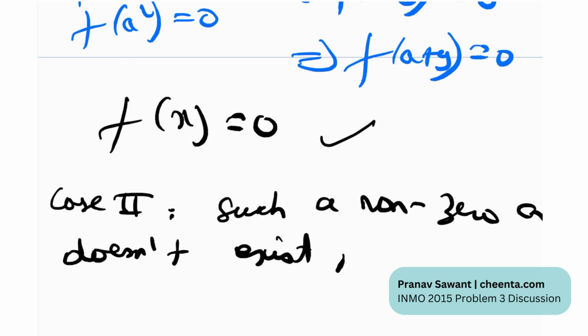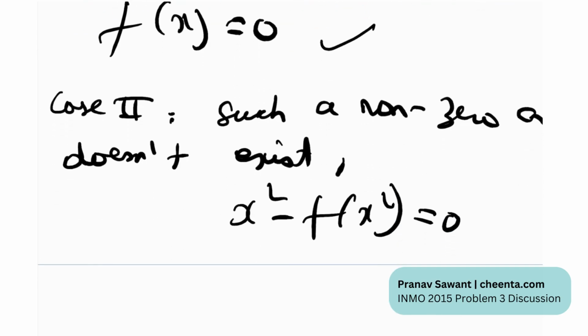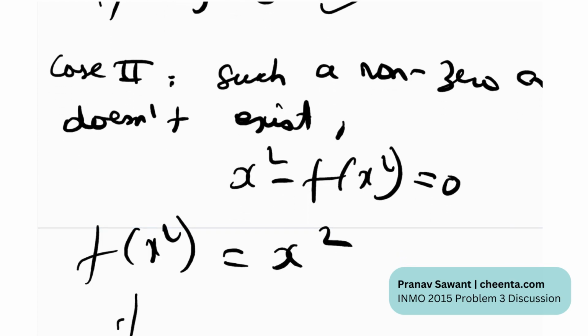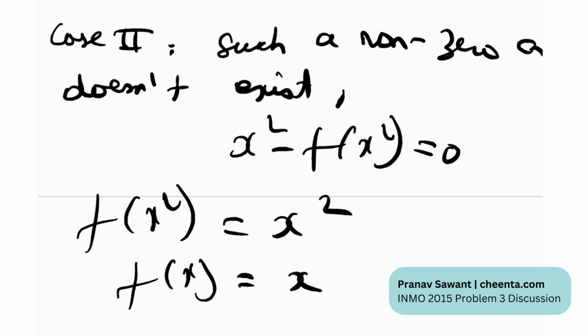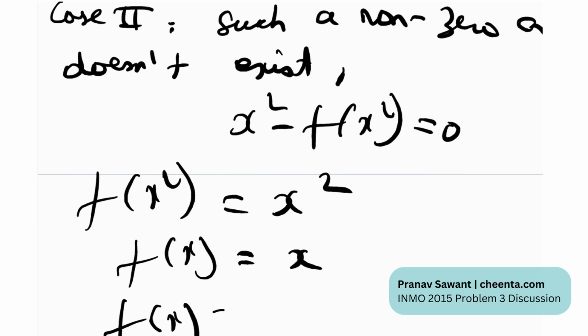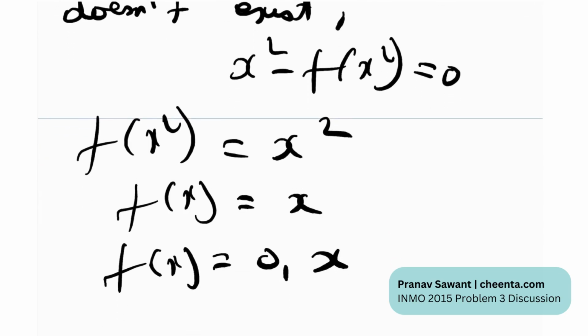We will simply have x squared minus f of x squared is equal to 0. It essentially means that f of x squared is equal to x squared, or f of x is equal to x. So you have two solutions, f of x is 0 and x, and you can actually see that both of them are working by plugging them back into the original equation. Okay, perfect. So yeah, that was it. That was one way to solve it.